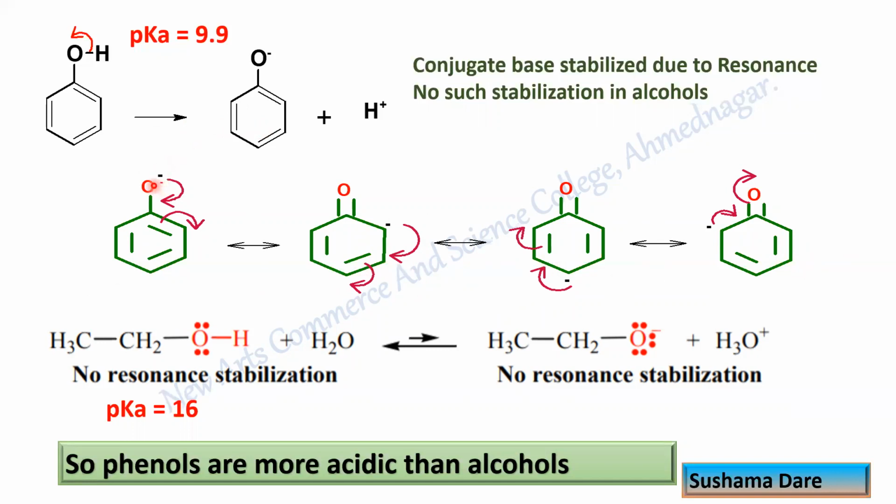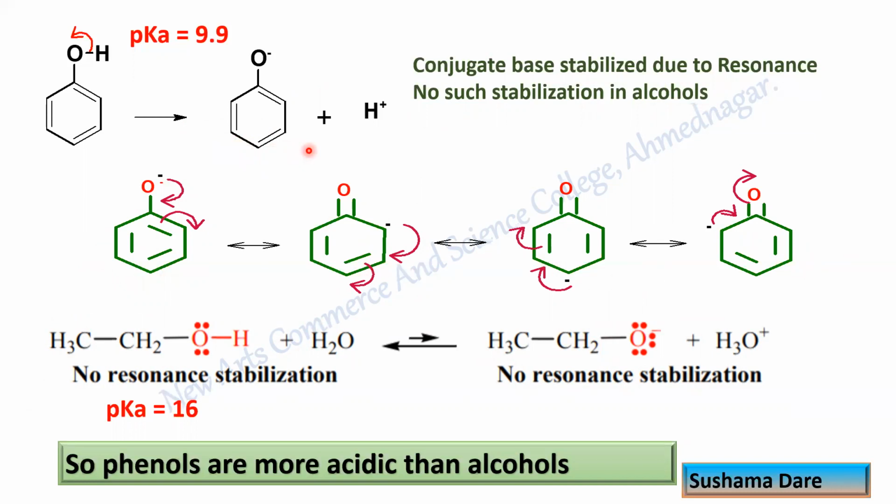Here, the negative charge which is present on the oxygen now gets transferred towards the carbon. As the negative charge is transferred towards the aromatic ring, we call it a conjugate base stabilized due to resonance. No such stabilization exists in alcohols. In alcohols, as we already discussed, instead of resonance, there is an electron donating inductive effect. Because of that, there is a localization of the charge. Hence, this conjugate base is less stable as compared to the phenoxide ion.